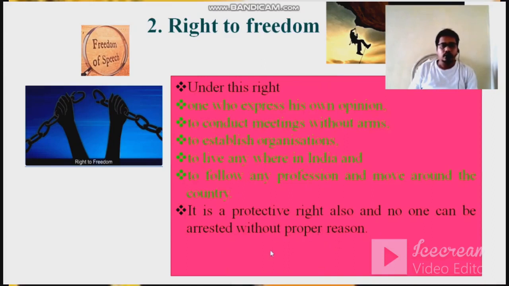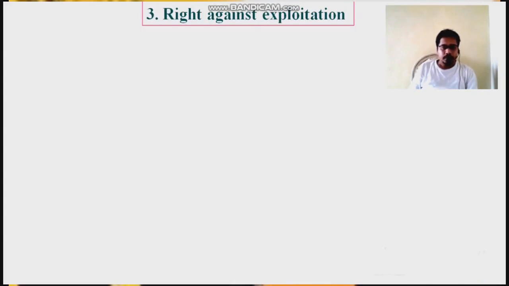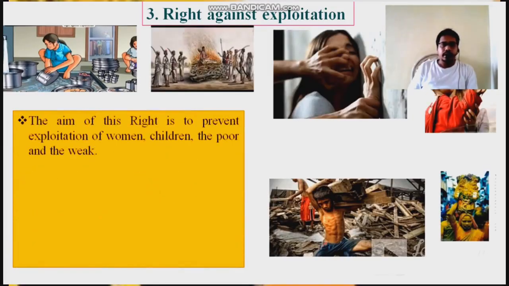It is a protective right also, and no one can be arrested without proper reason. Nobody can arrest us or anybody without proper reason. No state law can snatch the life and freedom of a citizen. Even state law does not have the power to snatch our right to freedom. That is the second right, right to freedom. First one, right to equality in front of the constitution. We all are one. We all are equal. There is no discrimination on the basis of caste, gender, creed or birthplace. Second one, right to freedom.